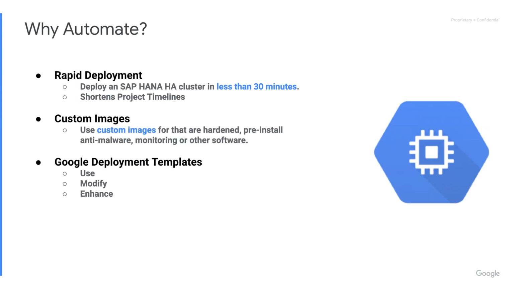And why is it important to automate? Because you can deploy a system in less than 30 minutes. But when I say system, it's an entire landscape with HA, for example, in the case of HANA. And we will see this demo in a few seconds. But you can also automate and utilize custom images that are specifically for your needs, instead of using a standard version of the operating system or other software. And as I said, you can customize, adjust, and enhance those deployment scripts as you like, as you need.